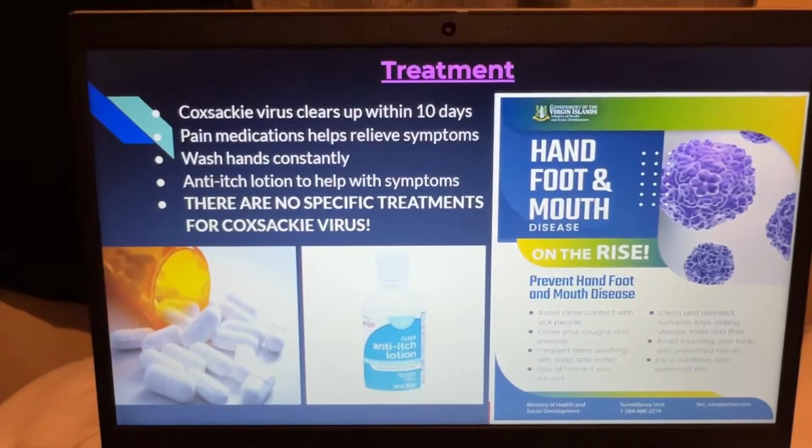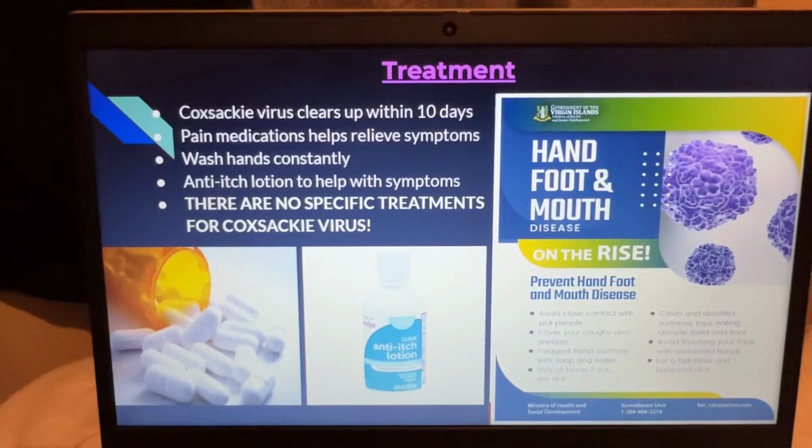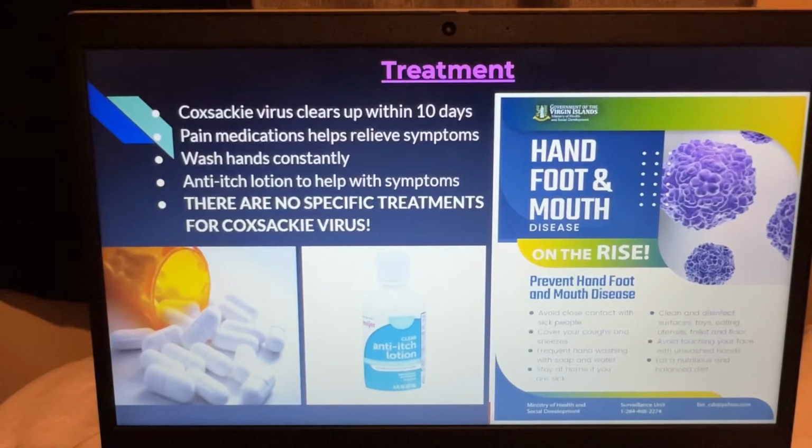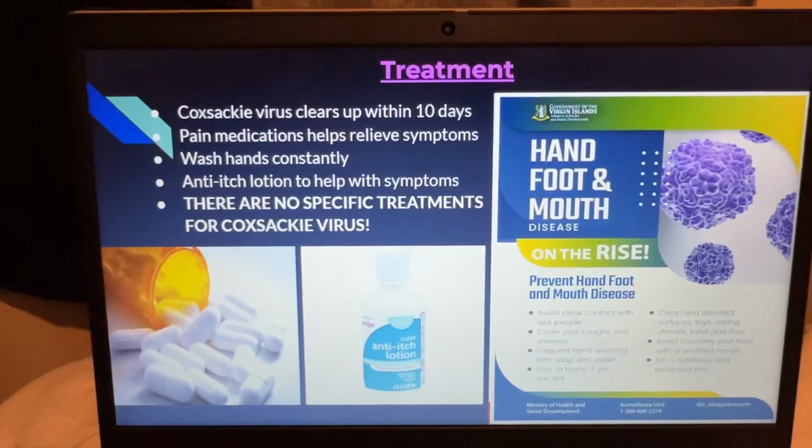Treatment. Coxsackie virus clears up within 10 days. There are pain medications that can help relieve symptoms, such as headache or fever, because with hand, foot, and mouth disease there are no specific treatments for Coxsackie virus. There is an anti-itch lotion that can help with the symptoms, or you can wash your hands constantly, which can help. On the right-hand side, I uploaded a picture that shows how you can prevent it and what the treatments can be.